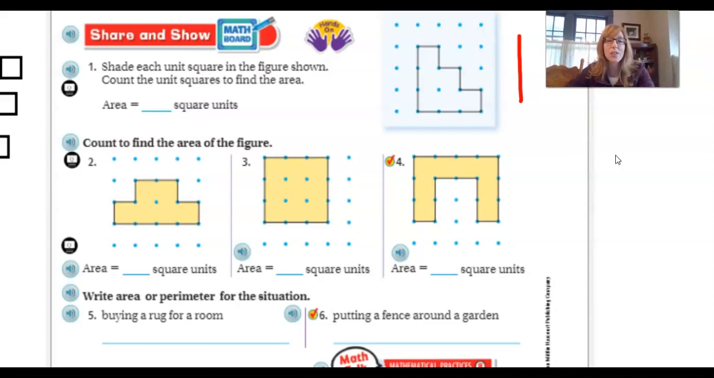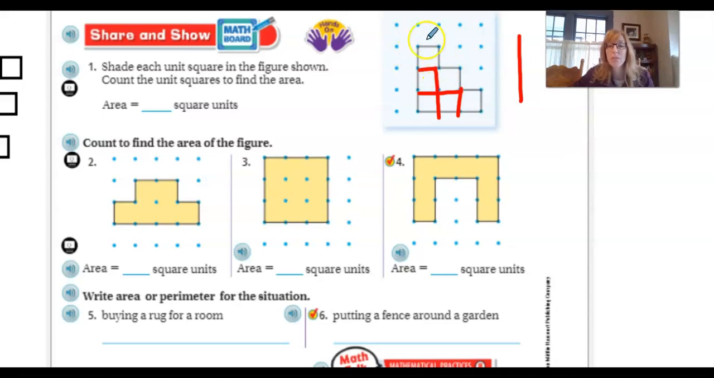It says, shade each unit square in the figure shown. Count the unit squares to find the area. So we're going to go over to our unit here. Hopefully I can get my marker to work. So you should be able to get all of your boxes there. Okay? So then you should be able to go through and count your boxes.